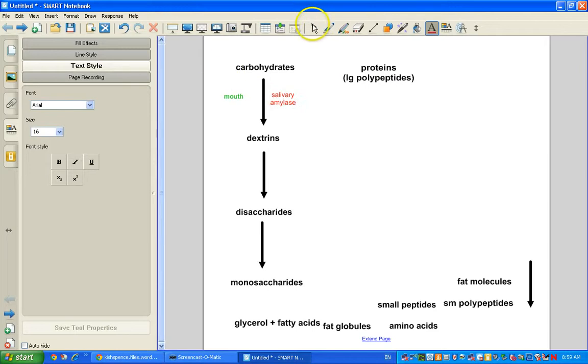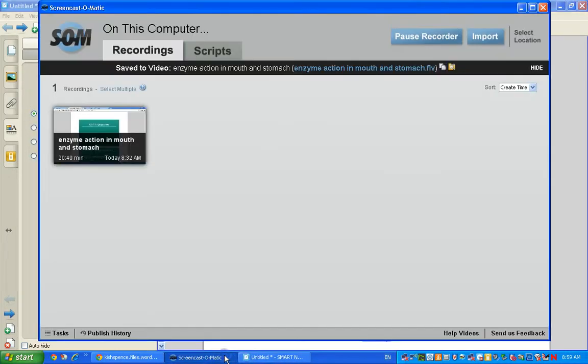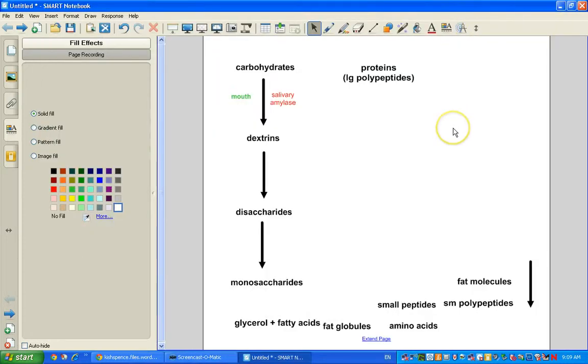So that's the mouth. Happens in the mouth. Okay, and we're back. So that's all we've talked about so far in terms of carbohydrates. Further along the digestive tract, something's going to happen so that we can get them down to monosaccharides.